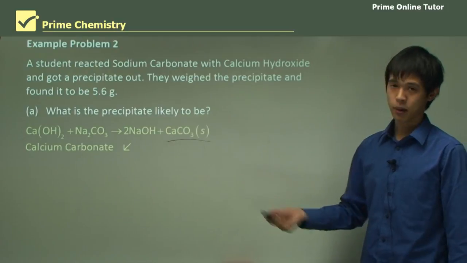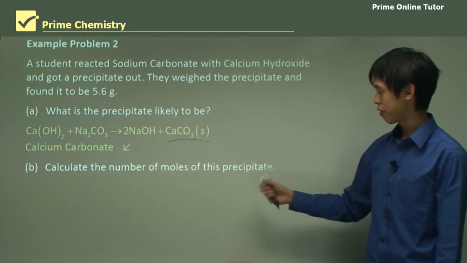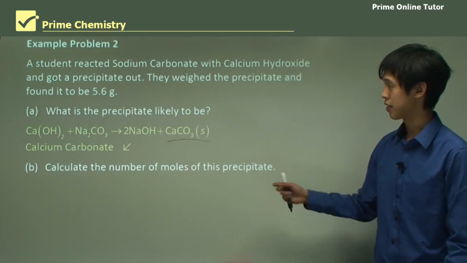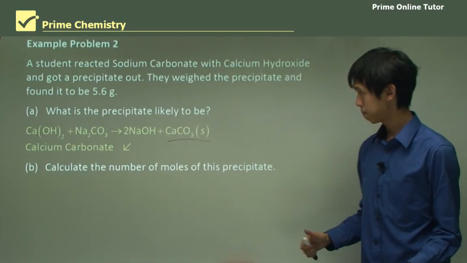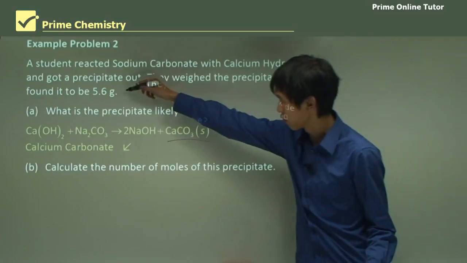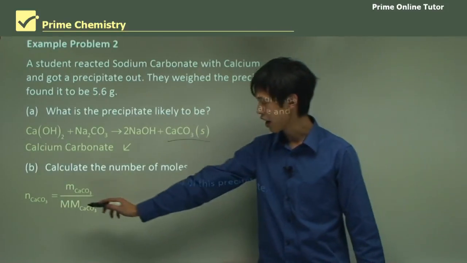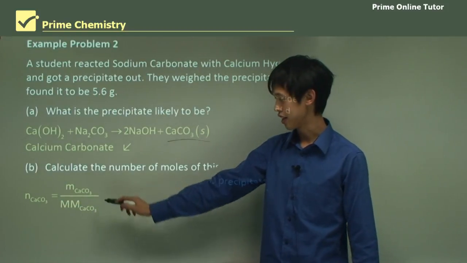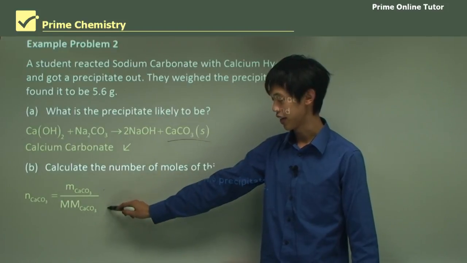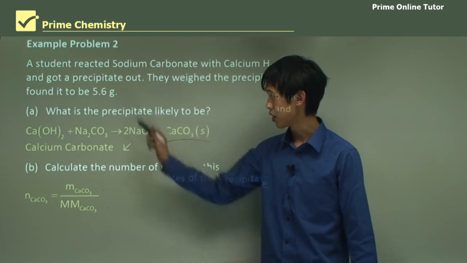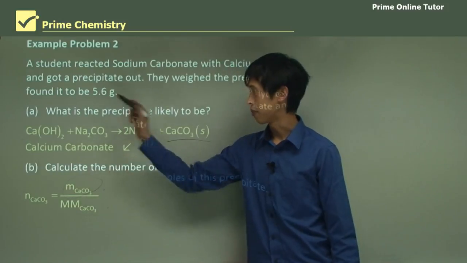Now, it's calcium carbonate. So calculate the number of moles of this precipitate. Ooh, okay, so now we're going back to the moles topic. So we know that the mass is 5.6. So here's our equation. The number of moles of calcium carbonate is the mass of calcium carbonate divided by the molar mass. Okay? We know this one, it's 5.6.